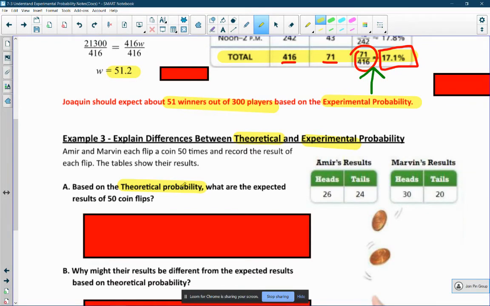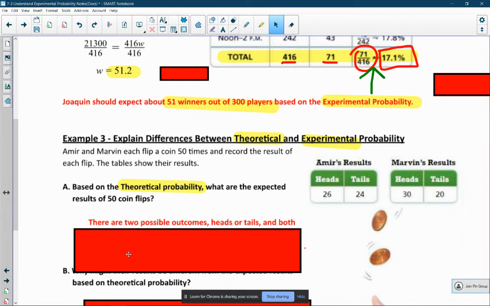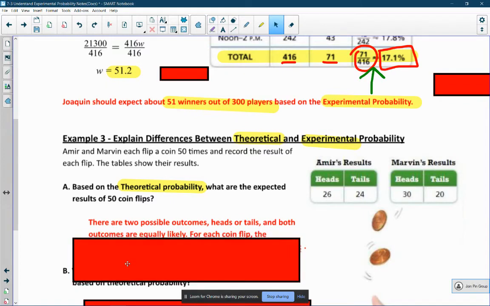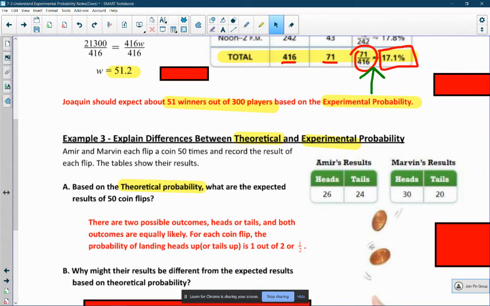Now, what we should all know is that a coin has two sides, heads and tails. And there's a 50-50 chance, or 1 out of 2, to get either side. Okay, two possible outcomes, and both outcomes are equally likely. Why are they equally likely? Because it's a 1 out of 2 chance. So that's what we know is our theoretical probability: 1/2, 1 out of 2, or 50%. And I'll put that right here, 50%.